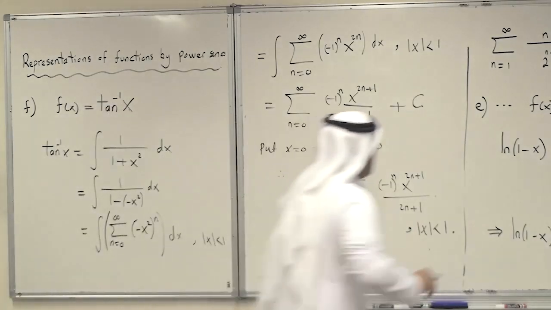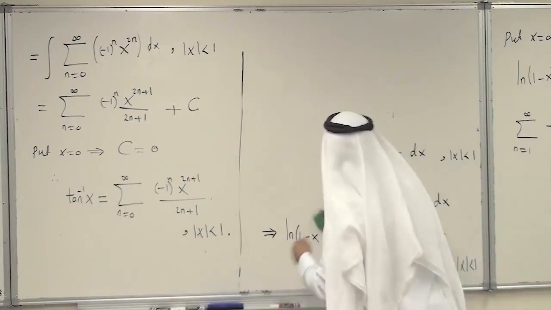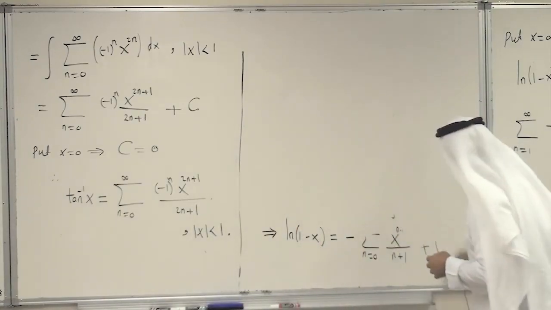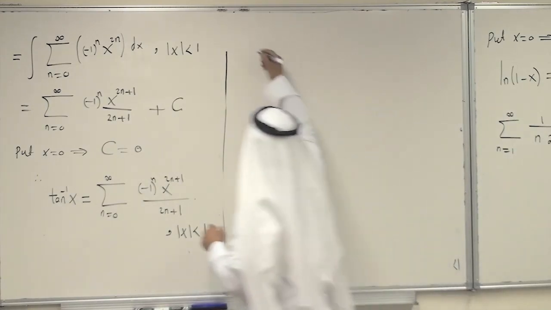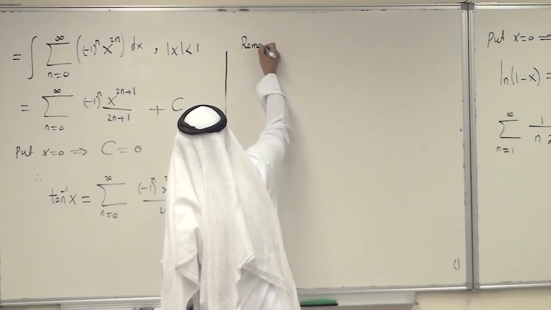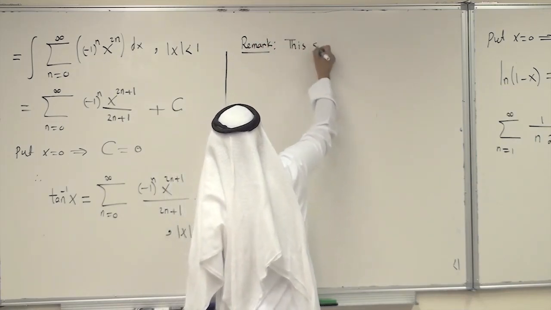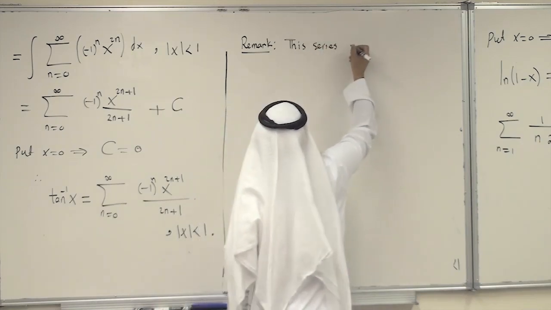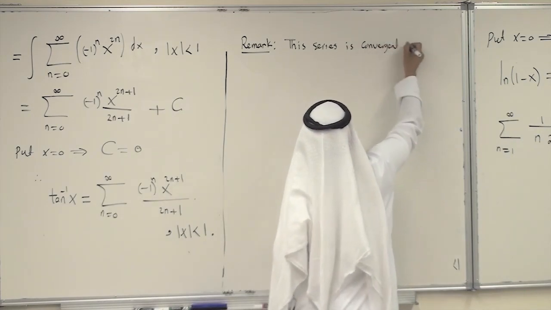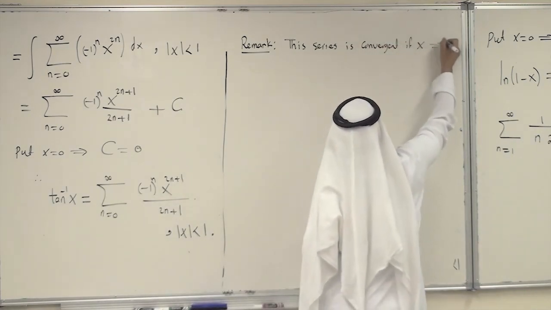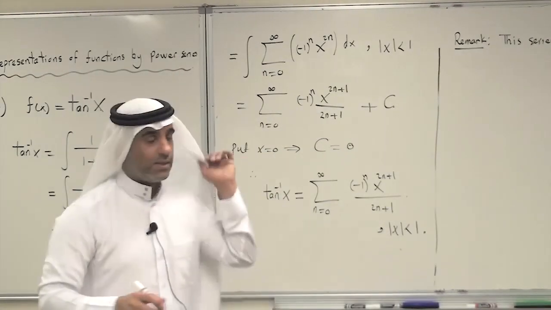So let me write this as a remark. Although the proof of it is not straightforward, this is a well-known result we have for this specific function, tangent inverse. Remark: this series is convergent if x equals plus or minus 1. If x equals plus or minus 1, this series is still valid.